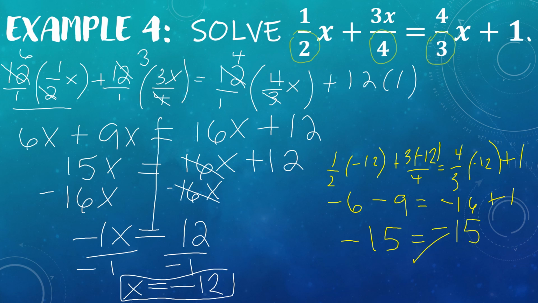I got negative 15 on both sides, so we know that our solution x equals negative 12 is correct.